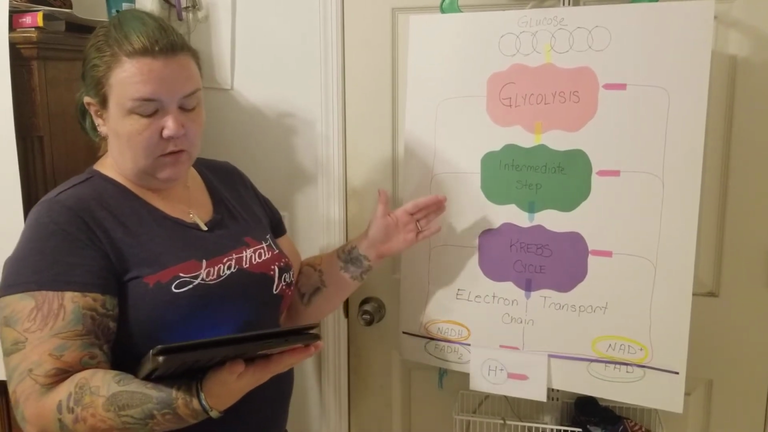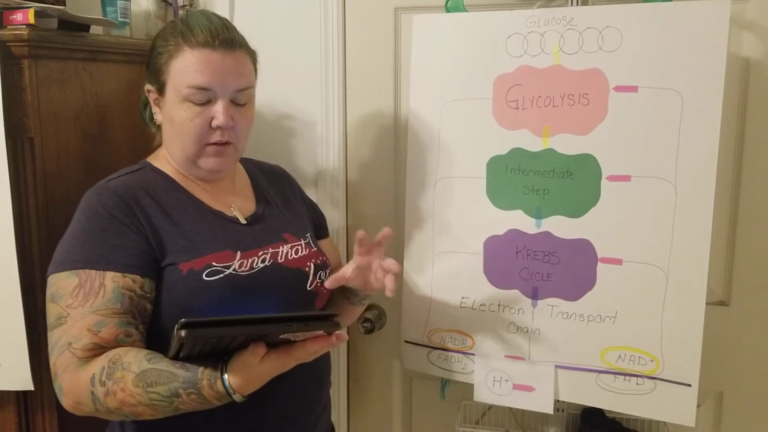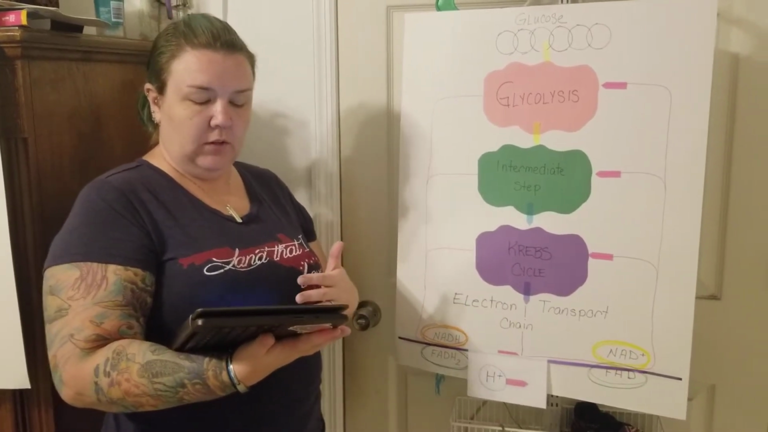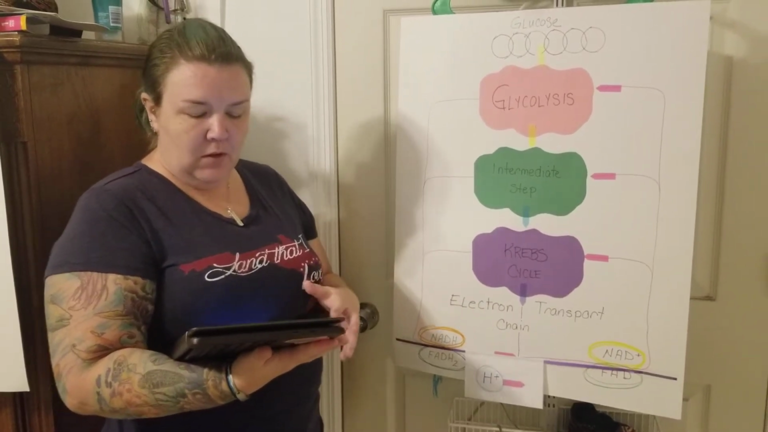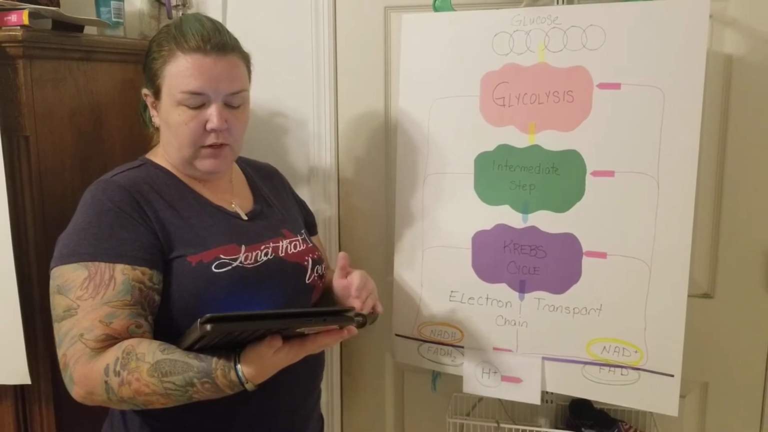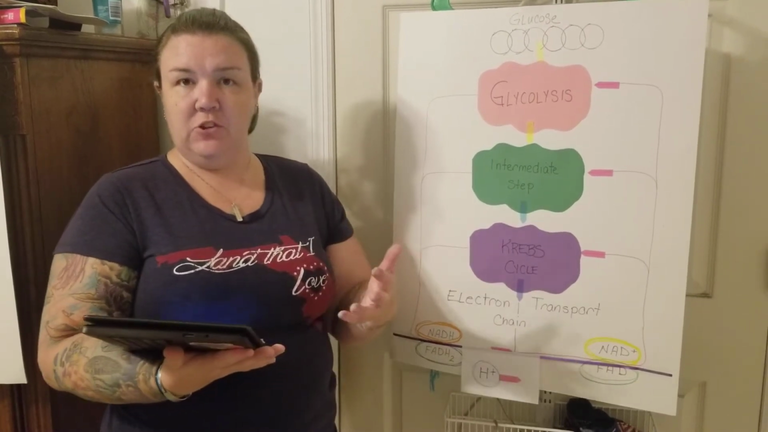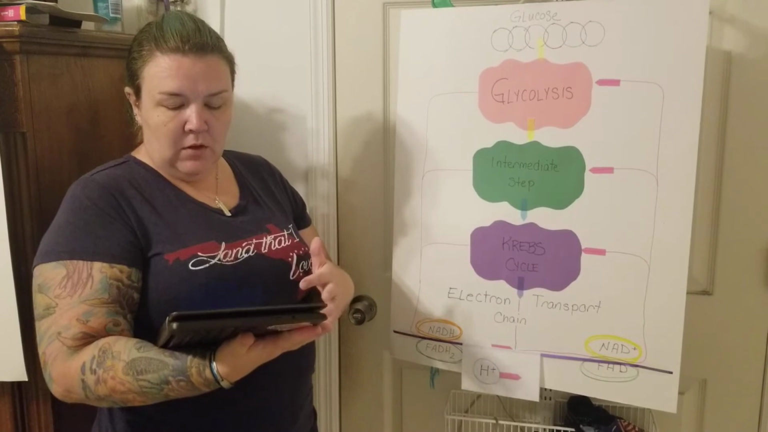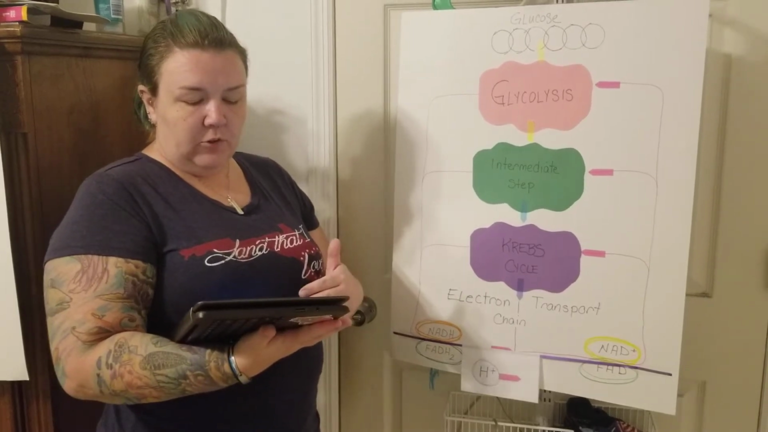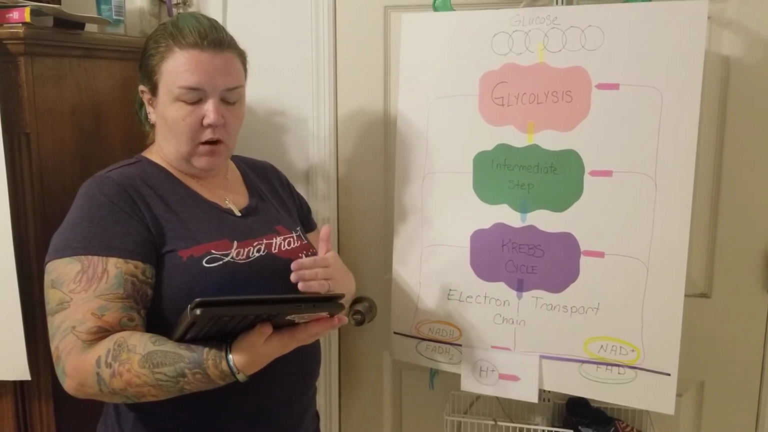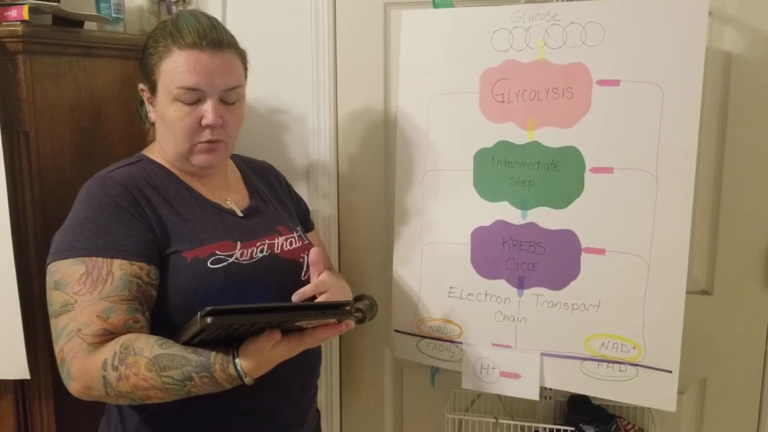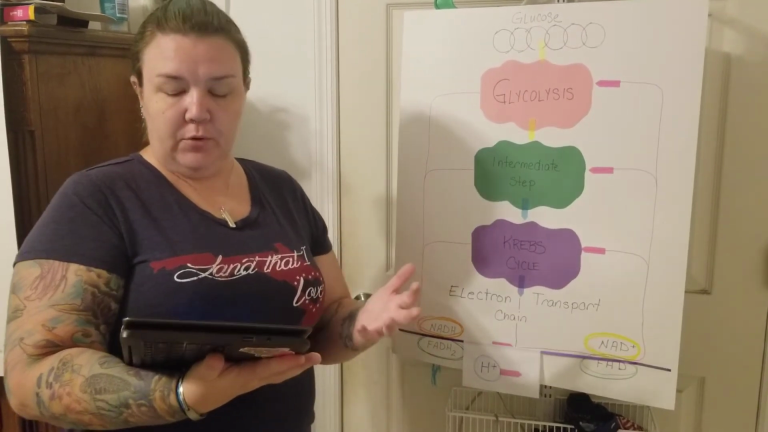The next is the Krebs cycle. The Krebs cycle is a little more complicated. It's also called the citric acid cycle. This is a series of redox reactions, which we mentioned before is the reduction and oxidation process, and decarboxylation reactions where carbon dioxide is actually removed.